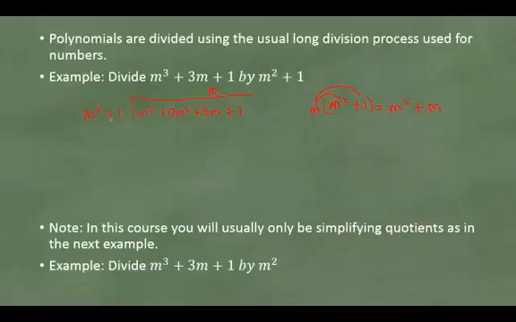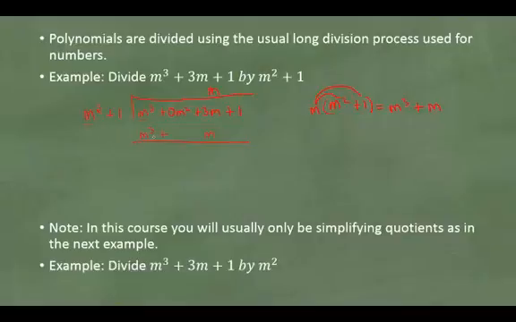So that's what we mean. M squared goes into m cubed m times, because when you multiply them together you get an m cubed. So m squared times m is m cubed, and m times 1 is m. And then we subtract like we usually do.